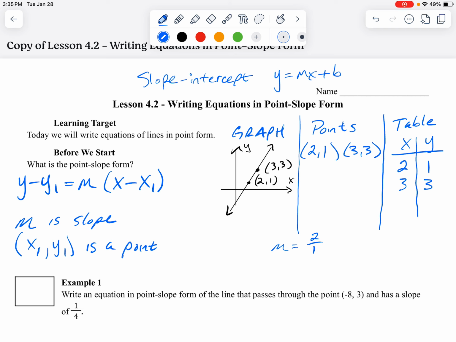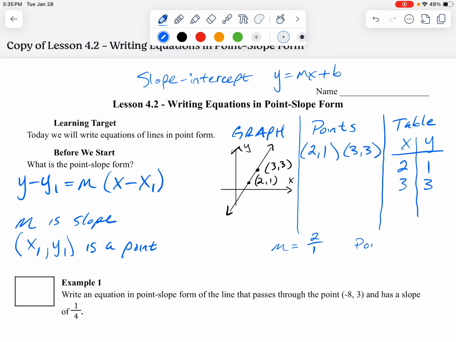And then we have multiple points, right? We have these 2 points just written in different ways. You can pick either one. It doesn't matter which point you use. It will work for this equation of a line. And when we change the form into slope-intercept, we'll end up in the same exact place.